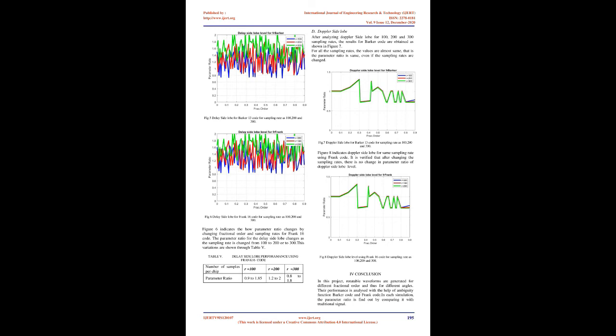C. Delay side lobe. The analysis of delay side lobe for sampling rates of 100, 200 and 300 is as shown in figure 5. The performance of delay side lobe is lower as compared to the original waveform. It is observed that parameter ratio range is increasing as the sampling rates are increased, as shown in table 4. Figure 6 indicates how parameter ratio changes by changing fractional order and sampling rates for Frank 16 code. The parameter ratio for the delay side lobe changes as the sampling rate is changed from 100 to 200 or to 300. These variations are shown through table V.